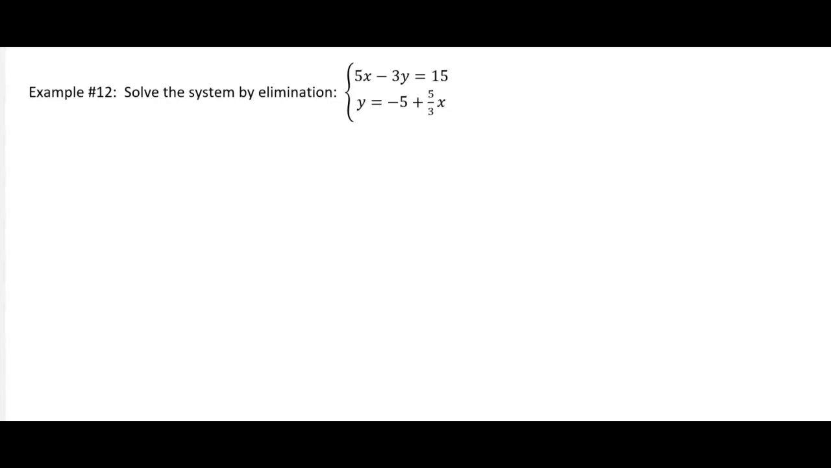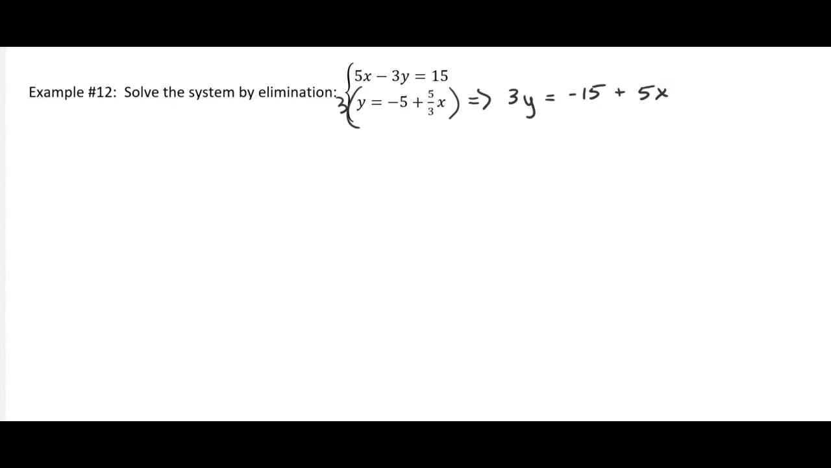So first of all, I don't like the looks of that fraction in the bottom equation. That's one of the problems. So I'm going to multiply through by 3 just to get rid of that fraction. So I'm going to get 3y equals negative 15 plus 5x. Okay? I haven't really done a whole lot. I just wanted to get rid of the fraction. And I did that by multiplying that equation. It had the one fraction in it, and so I multiplied through by its denominator, 3. 3y equals negative 15 plus 5x.